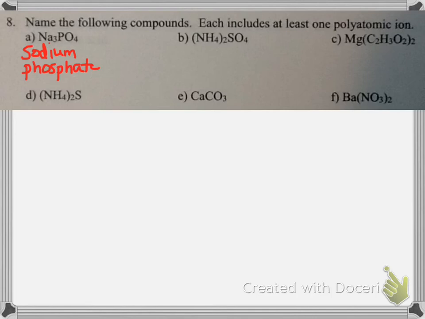NH4 is on our first page, and it's called ammonium. SO4 is on our first page, it's sulfate. So the name of this compound is ammonium sulfate. Letter C, Mg is magnesium. C2H3O2 is on our first page and it's acetate. So this is magnesium acetate.